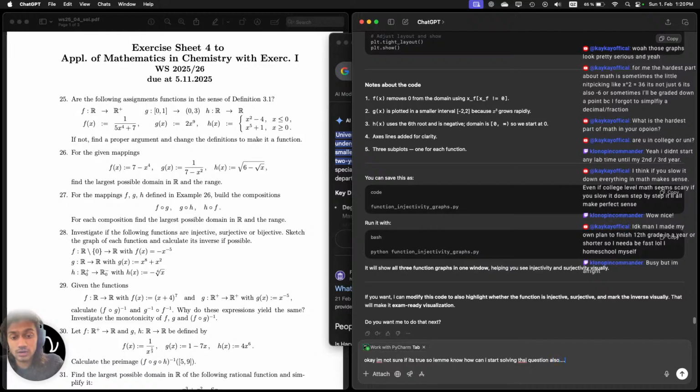Also, I kinda forgot these terms like injective, bijective, etc. Also, let me know, what is the objective? What are we actually finding?